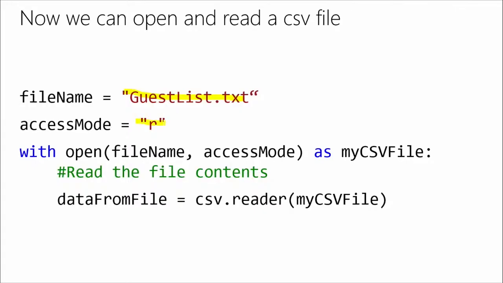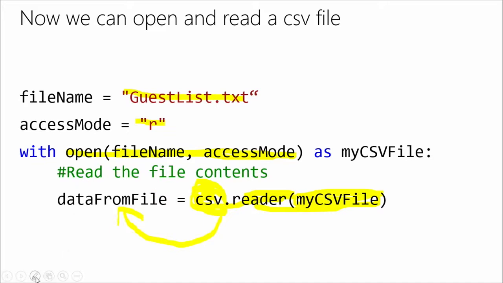So now we specify our file name, we specify our access mode, and we open the file name with the access mode. That's nothing new there, right? I'm going to talk about the new code in a second. So we say open our file with the access mode read, and then we're using the csv function, reader, to read that file and take the contents, and that's going to return a list, which is going to end up in a list variable called data from file.